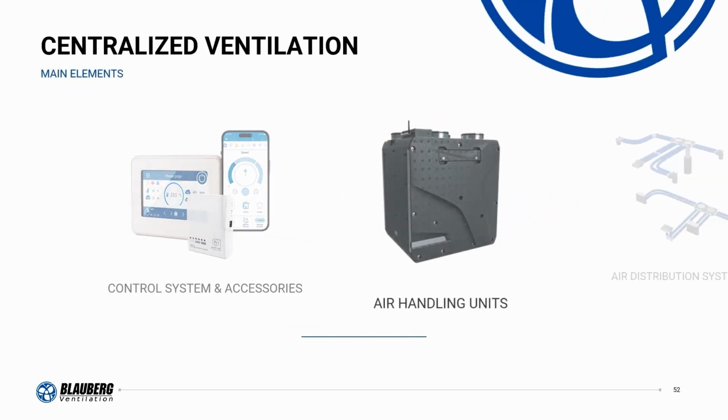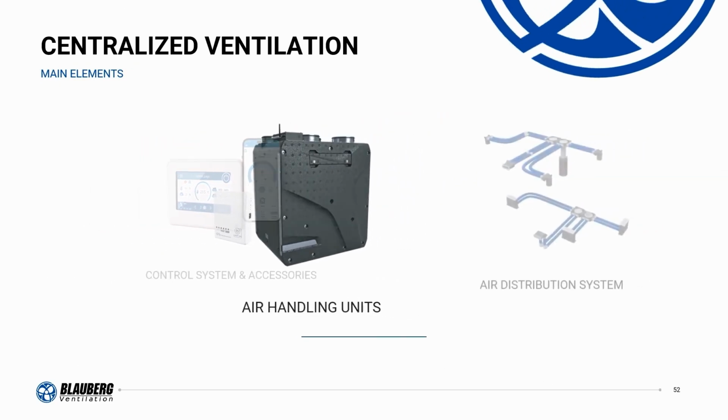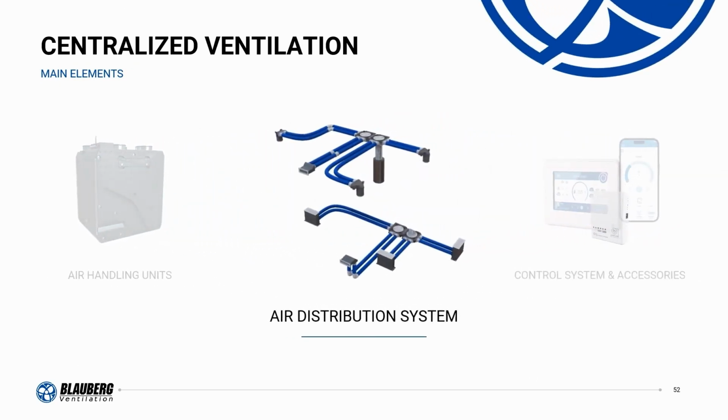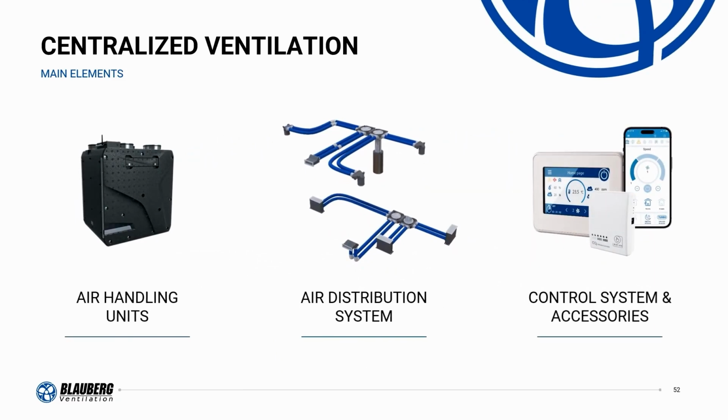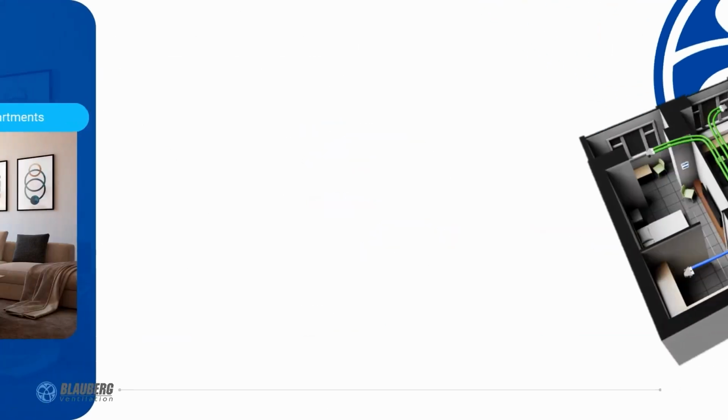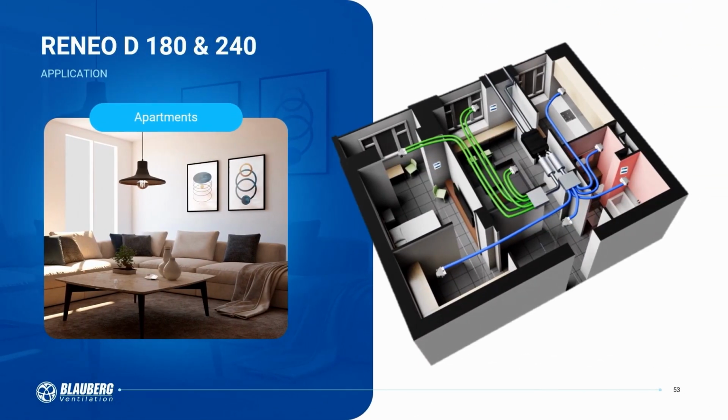Now that we are familiar with all the elements of centralized ventilation, let's explore integrated solutions based on Blauberg equipment. Solution for a standard apartment up to 90 square meters. The Reneo D180 and 240 AHU combined with the Blaufast system provides an efficient centralized ventilation solution.